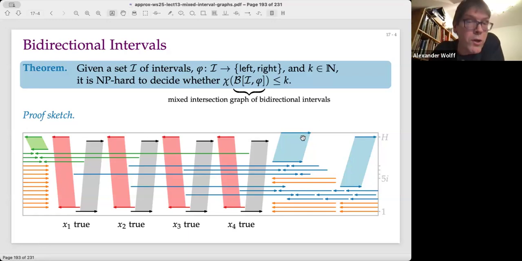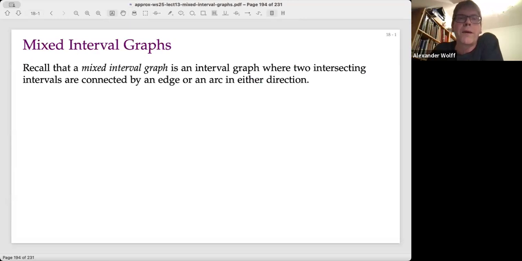We were not able to modify our constructions such that the gap is larger, so that if the formula is not satisfiable, you need a lot more colors. So in order to show some non-approximability result, we didn't manage to. Okay.